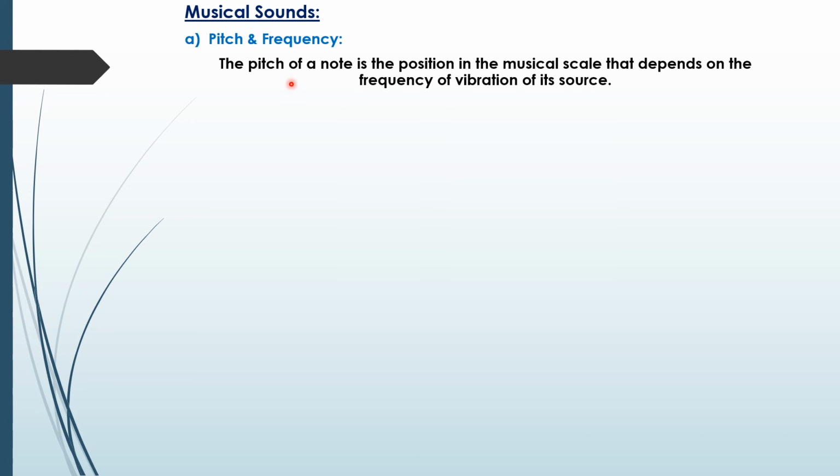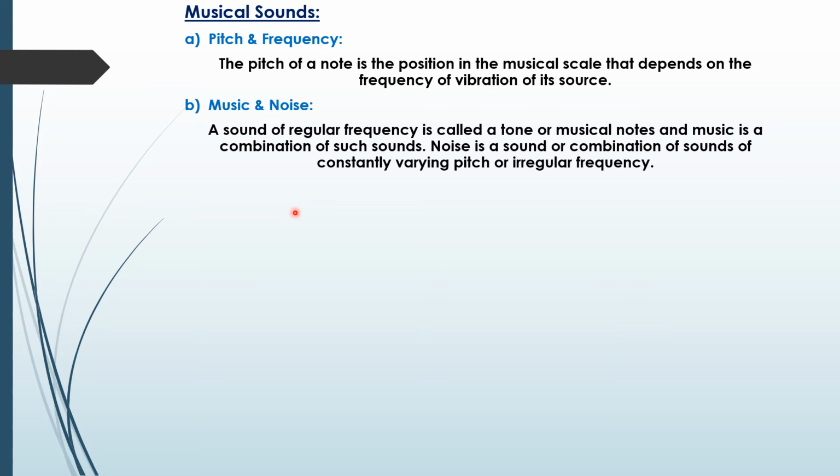After superposition of sound, let's talk about musical sound, and in this first I'm going to explain pitch and frequency. So the pitch of a note is the position in the musical scale that depends on the frequency of vibration of its source, and frequency is the number of vibrations in 1 second. So pitch actually depends upon the frequency of vibration of the source of sound.